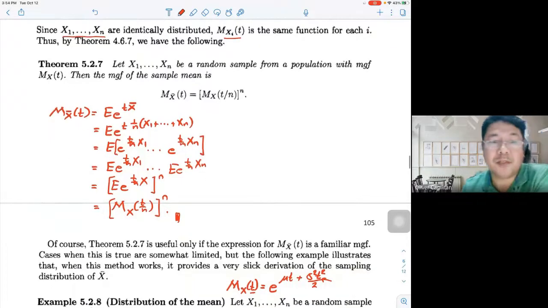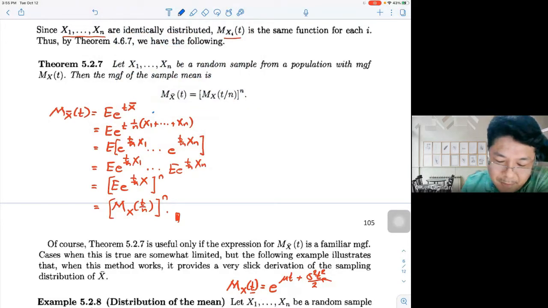Okay, let's proceed now to Theorem 5.2.7. We have a random sample X sub 1 up to X sub n from a population with a given moment generating function. Then the moment generating function of the sample mean evaluated at t is equal to the nth power of the moment generating function of X evaluated at t over n. Okay, we have here the proof. So first, this by definition here.